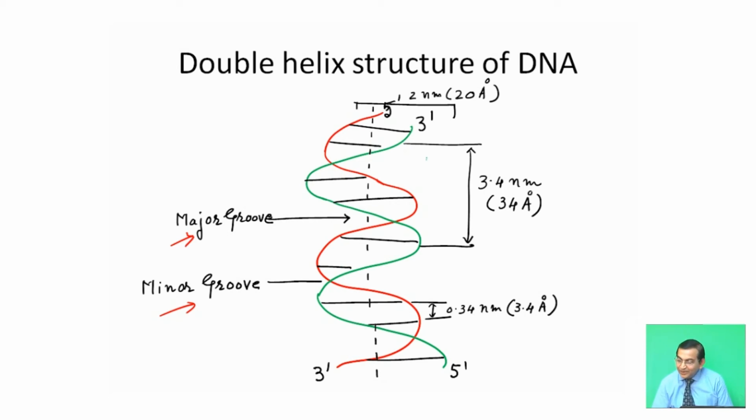Now this double helical structure proposed by Watson and Crick is the B form of DNA, in which the helix is right-handed. Other forms are also there, which we will discuss elsewhere.